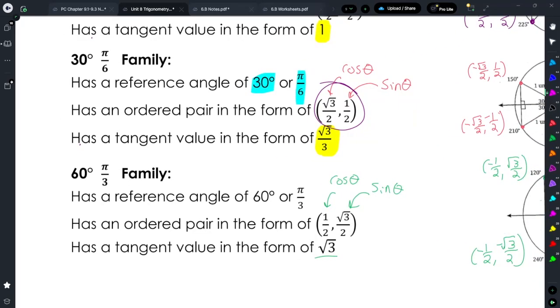The way that I usually tell students to remember it, for the pi over 3 family, the tangent is the square root of 3. And for the pi over 6, well, square root of 3 over 3, 3 plus 3 gives you 6. So for the pi over 6 family, it's got to be square root of 3 over 3, because 3 plus 3 is 6. The pi over 3 family is just the square root of 3. That does not work for the degrees, though. So just keep that in mind.